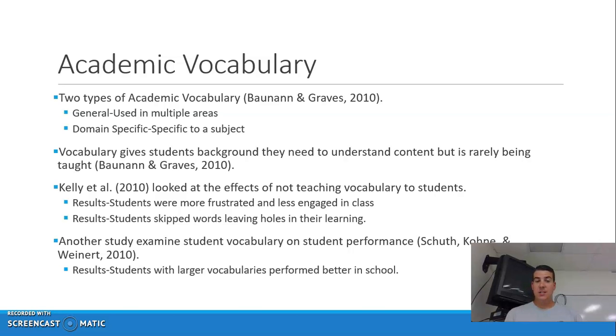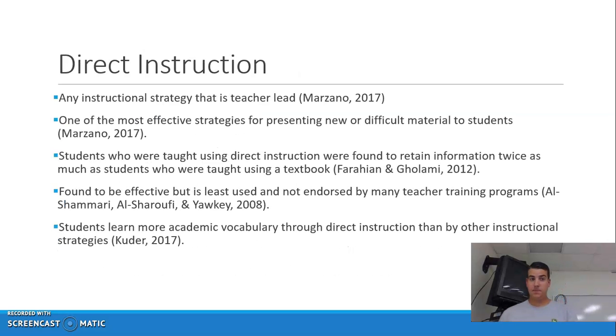Also, there have been studies that looked at the effect of not teaching vocabulary to students, and the results were that students who were not taught vocabulary in the classroom tend to be less engaged. They also tend to skip over words because they don't know them, leaving holes in their learning, which leads to more frustration. Another study examined students' vocabulary and their performance and found that students with large vocabularies perform better in school. They also tend to be more engaged as well.